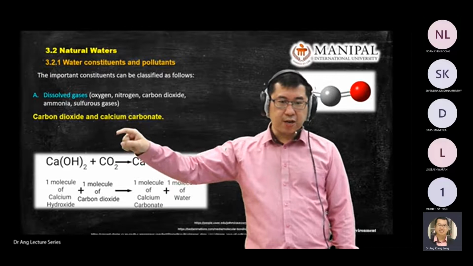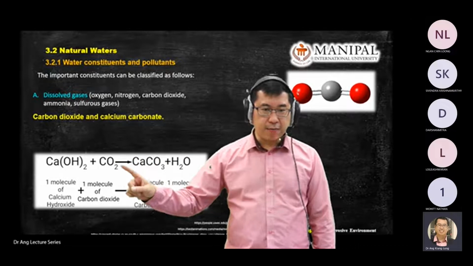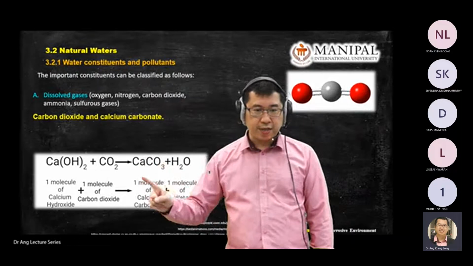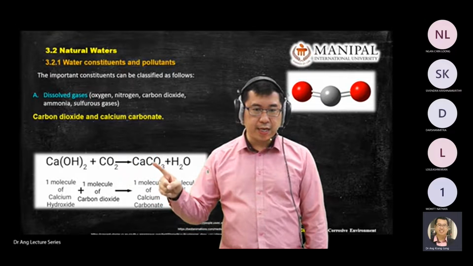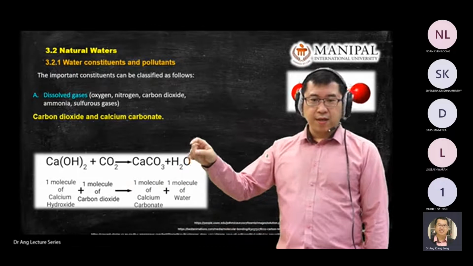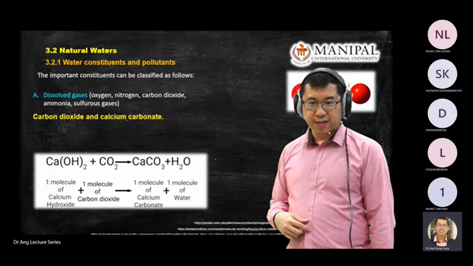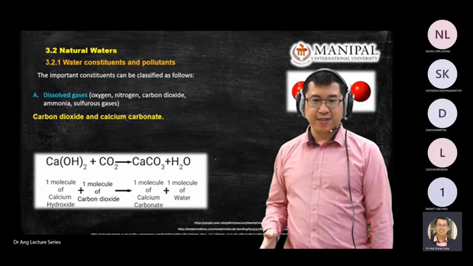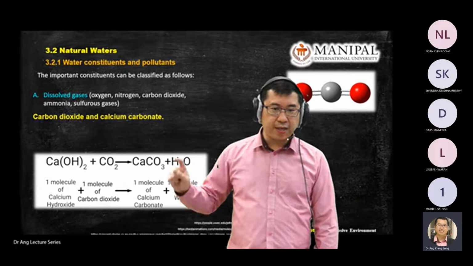When carbon dioxide is combined with calcium hydroxide, or Ca(OH)2, the products that form from these two will be calcium carbonate, which is CaCO3, and water. If you're interested to know why this one is so important in natural water, go to the table that I showed you just now. Under the water treatment table, there's one particular item that falls under calcium carbonate.